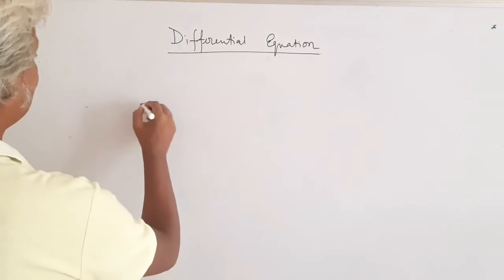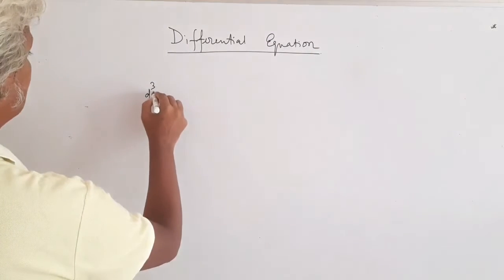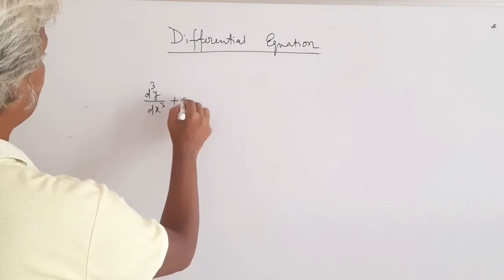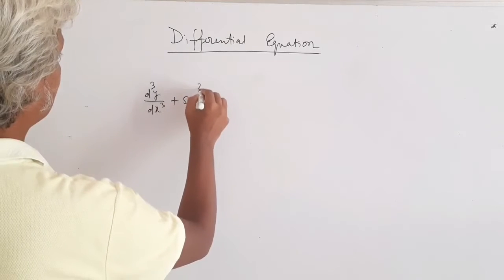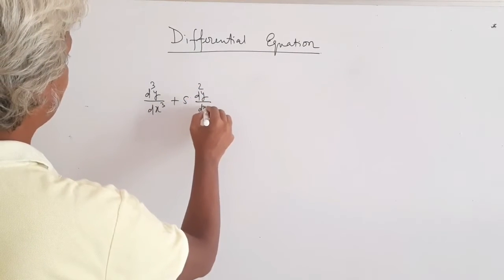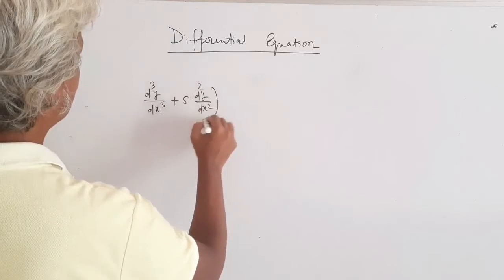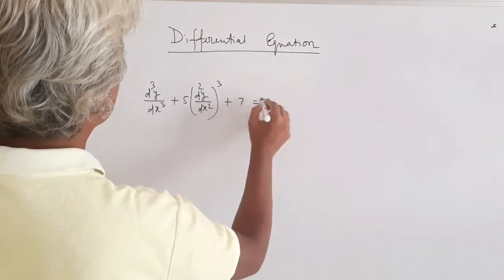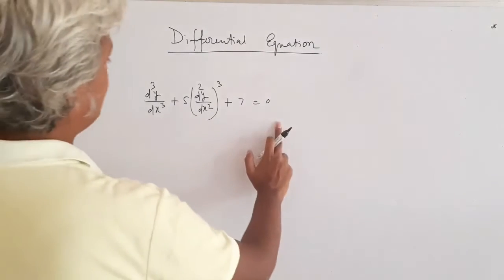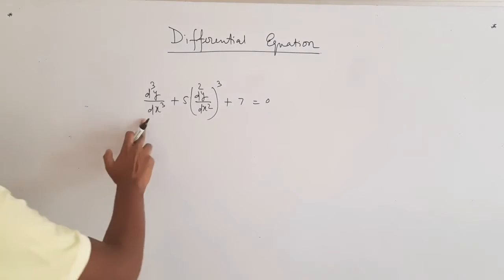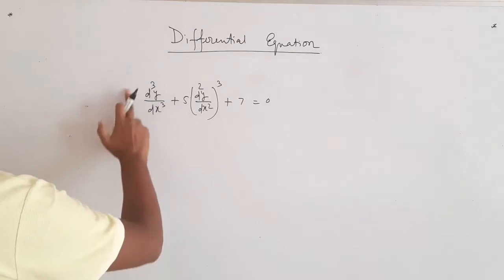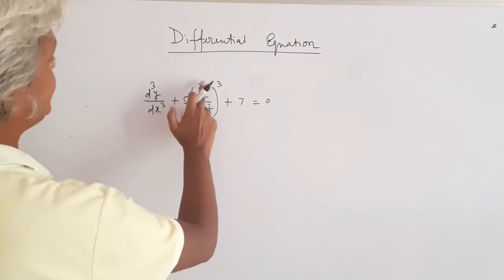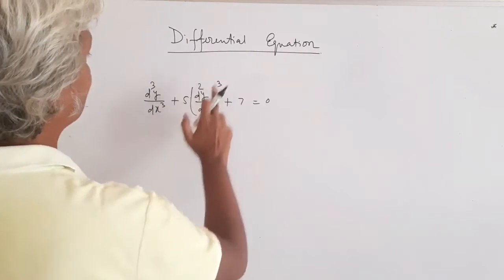Now suppose I have one differential equation which goes like this: d cube y by dx cube plus 5 times d square y over dx square, to the power 3, plus 7 equals 0. So this is our differential equation, and this is the third order differential coefficient, that is d cube y over dx cube. This is the second order differential coefficient, and the power is raised to 3.